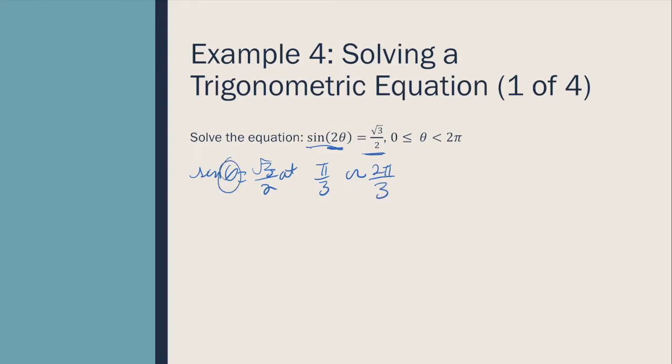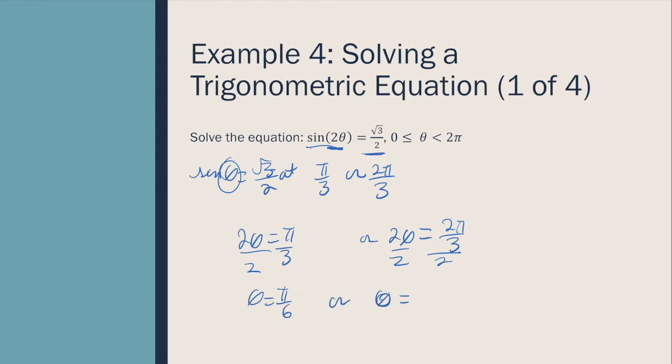But I'm not taking the sine of theta, I'm taking the sine of 2 theta. So I have 2 theta equals pi over 3 or 2 theta equals 2 pi over 3. If I divide both sides by 2, I get theta equals pi over 6, or theta equals pi over 3. Now that's the way I decided to solve it.